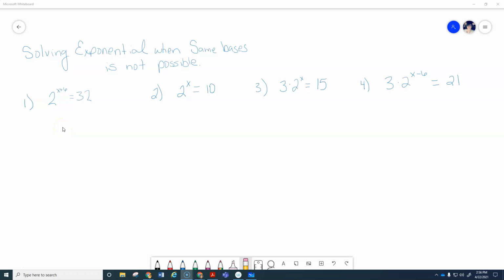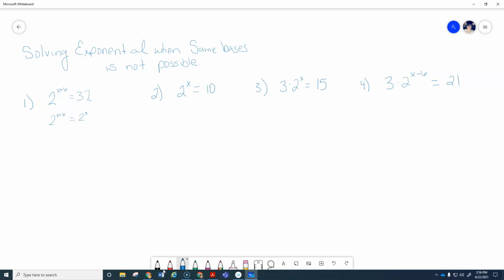So I'm going to remind you of solving this exponential by changing it to a common base. This is 2 raised to the x plus 6 is equal to 32. That 32 can be rewritten as 2 to the 5th. So we rewrite it as 2 to the 5th.